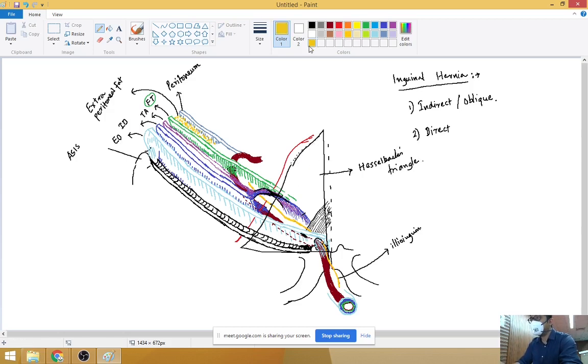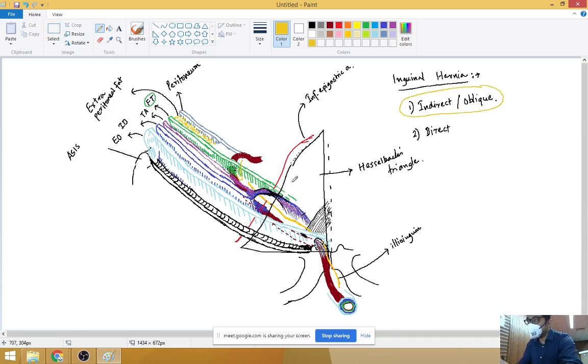Now this triangle is formed by the inferior epigastric artery, medially the lateral wall of the rectus muscle, and inferiorly the inguinal ligament. If a hernia comes from the deep inguinal ring and passes like that, it usually passes lateral to the Hasselbach triangle. So usually the indirect oblique hernias are lateral.